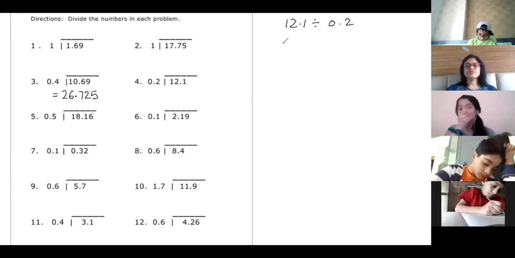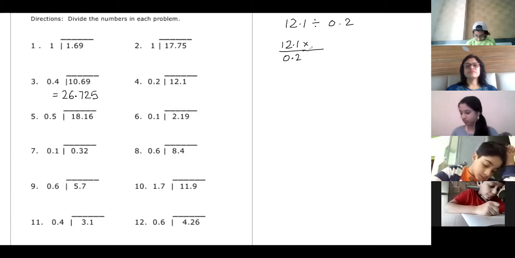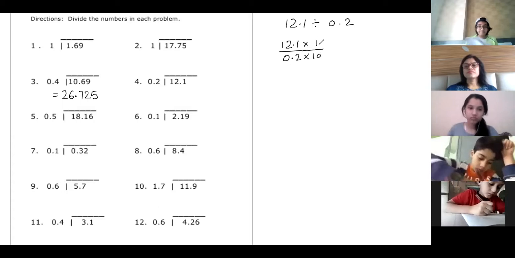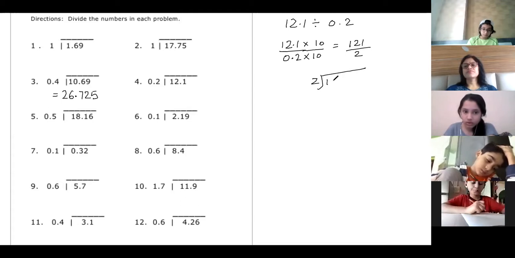First, you will write in the numerator 12.1, and in the denominator you will write 0.2. And then you will multiply them by 10. So 2 will come, and then 121 will come. Okay. Now divide. So 121 will come here.